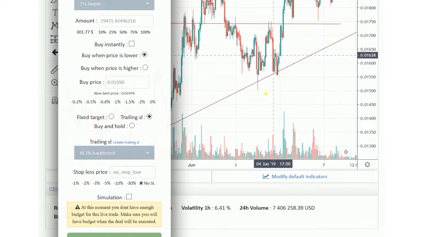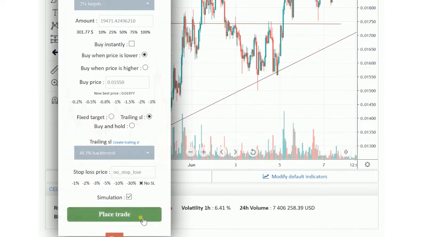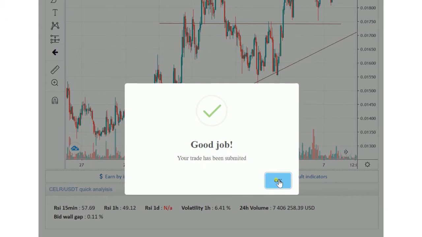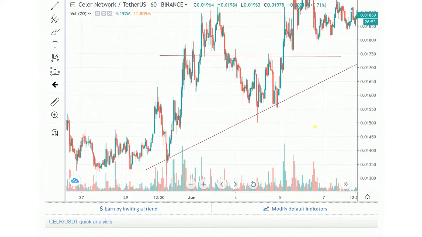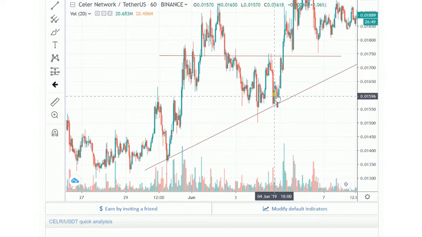So now that we have filled in everything, we can create a trade by placing a trade, and the trade is already submitted. And AiCoinPal executes trades in one to three seconds. So what happens at this moment is the system will automatically monitor your trades, and when the price falls down to this area, the system will automatically buy and enter your trade and follow the rules you have set.